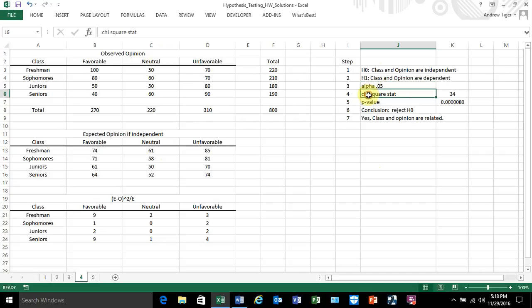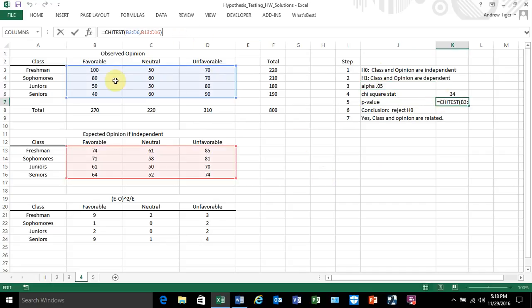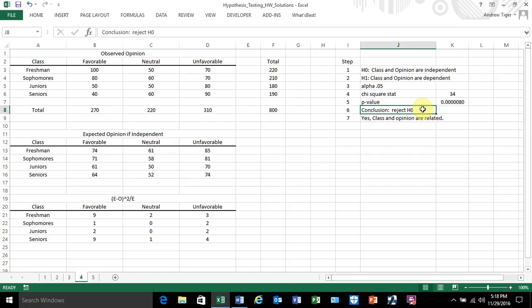Set an alpha. Chi-squared we calculated. We use the chi-test stat. Remember, when you do this, always grab what really happened first. You'll get it wrong if you grab the expected first. Got a very, very small p-value, which means we can reject the null hypothesis. And yes, they are related. We don't say one causes the other. That's a different test, but at least we can go down that path to say they're related.